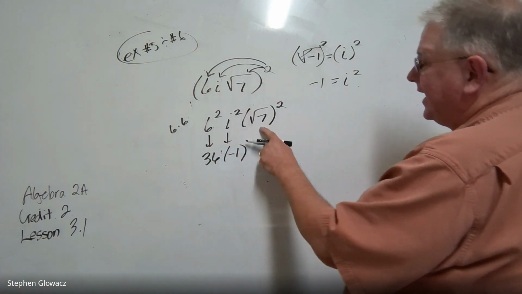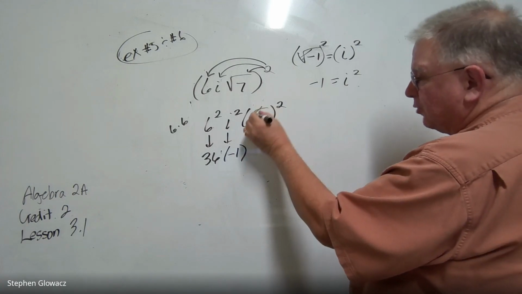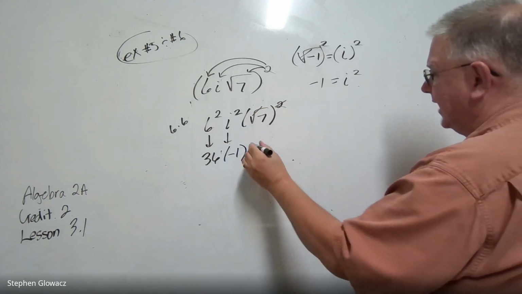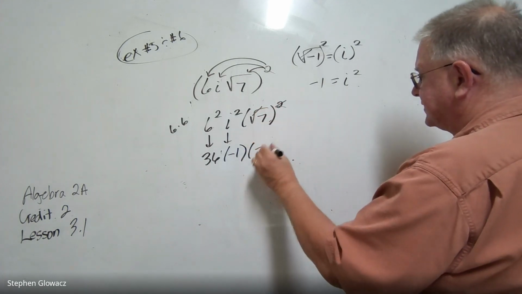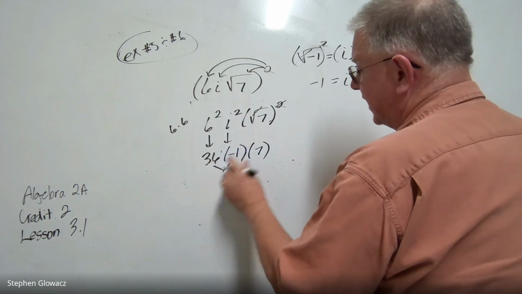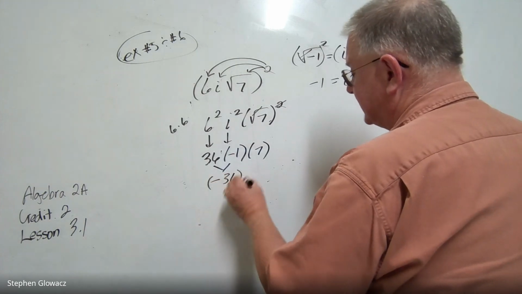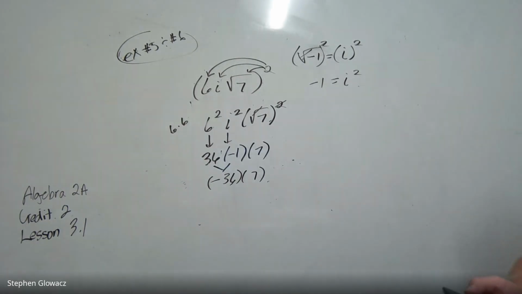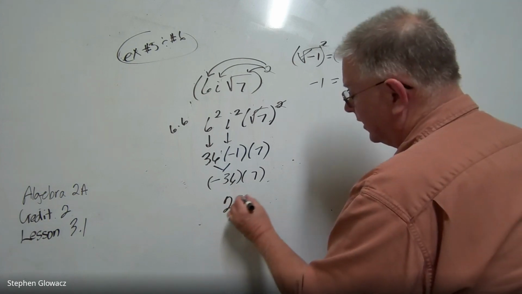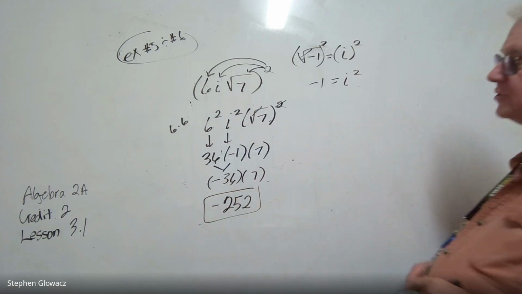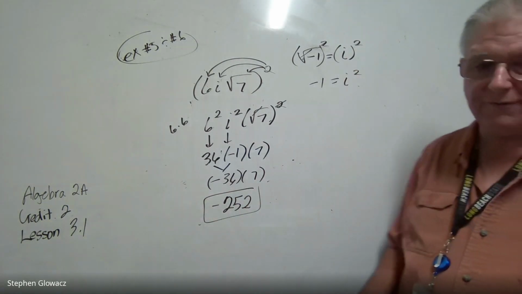And then finally here, the square root and the exponent cancel out, and we're just left with the 7. Lastly, we're going to multiply. 36 times negative 1 is negative 36. And then negative 36 times 7, just checking it here, gives us 252. And of course, a negative times a positive gives us a negative. So our answer there is negative 252.